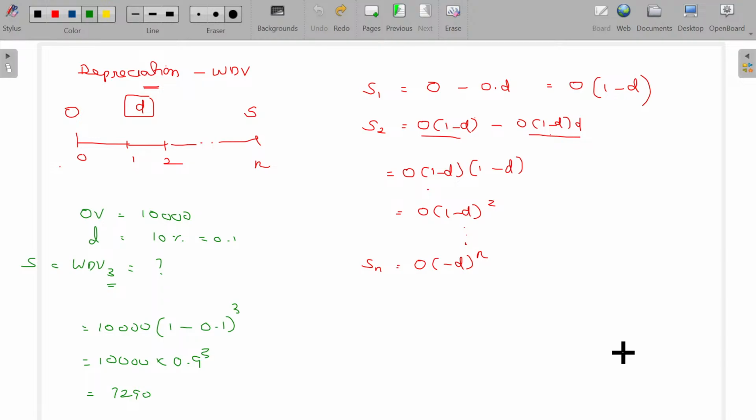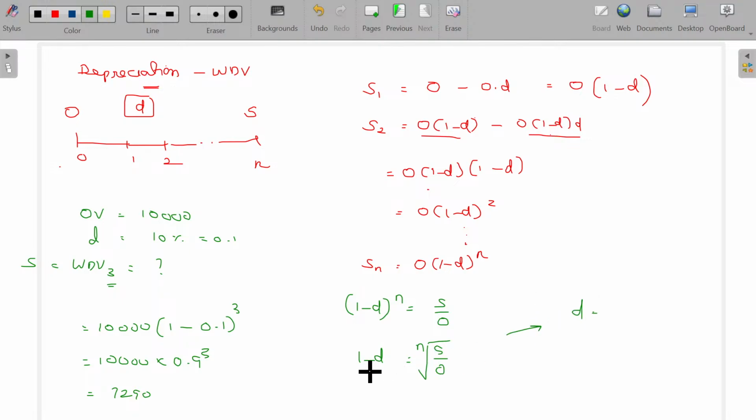Right. Now, as we have found out the scrap value for nth period, the next question is, how can we find out the rate of depreciation? Sir, you can rewrite this one. So, okay, 1 minus d, right? So now what happens? 1 minus d to the power n is equal to s by o, or 1 minus d is equal to nth root of s by o. You can restate this.